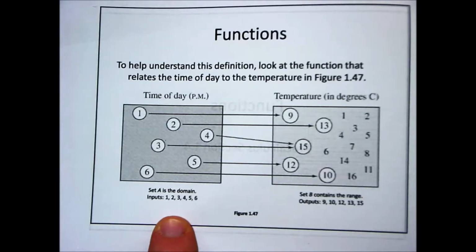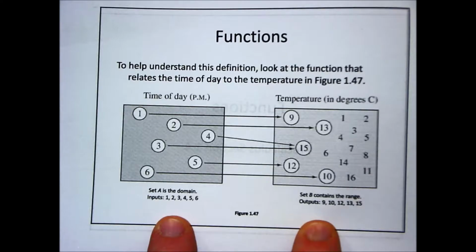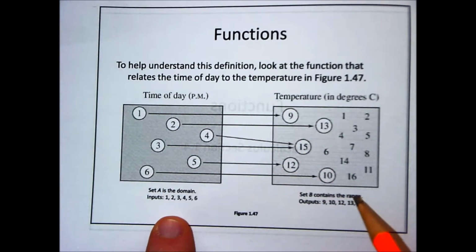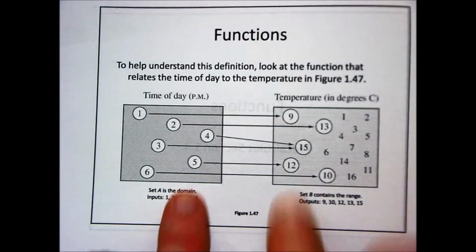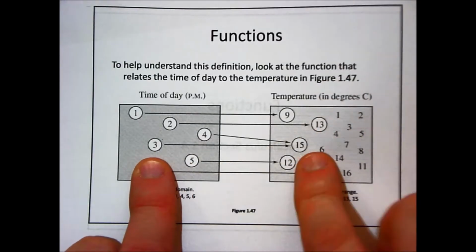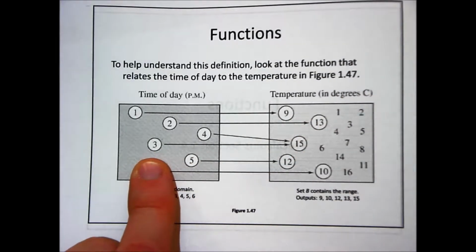That's your domain. Set B, the outputs, each one of these is going to exactly one output. Now notice, you do have a duplication. 3 and 4 both go to 15. That's actually fine. 3 can't go to both 13 and 15, though. That would make it not a function.